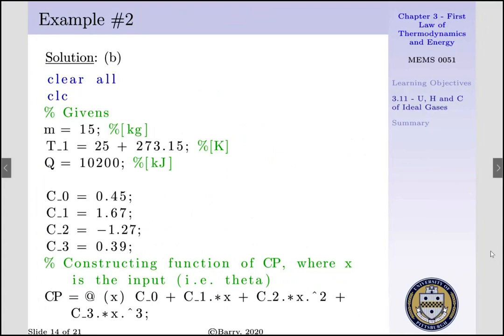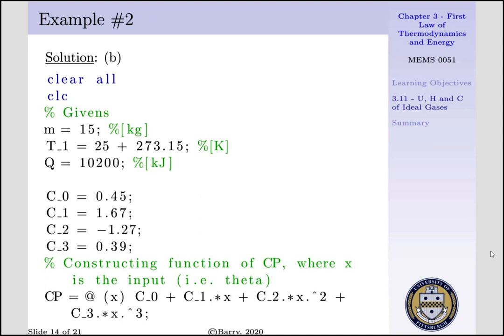Part B, we are going to reproduce our code. First of all, we're going to clear all variables and clear our screen. We have our same givens of mass, temperature, and heat supplied. Now consulting table A6, we need to pull C0, C1, C2, and C3. C0 is equal to 0.45, C1 is equal to 1.67, C2 is equal to minus 1.27, and C3 is equal to 0.39.